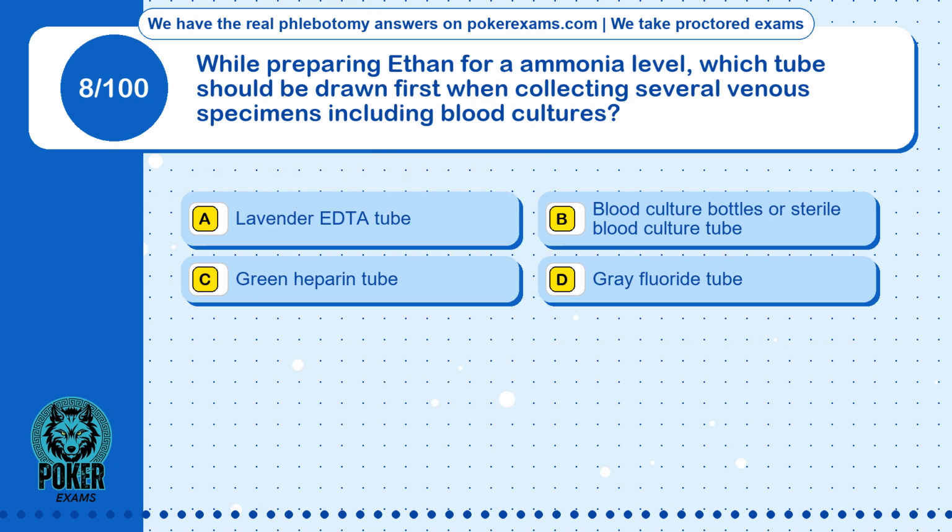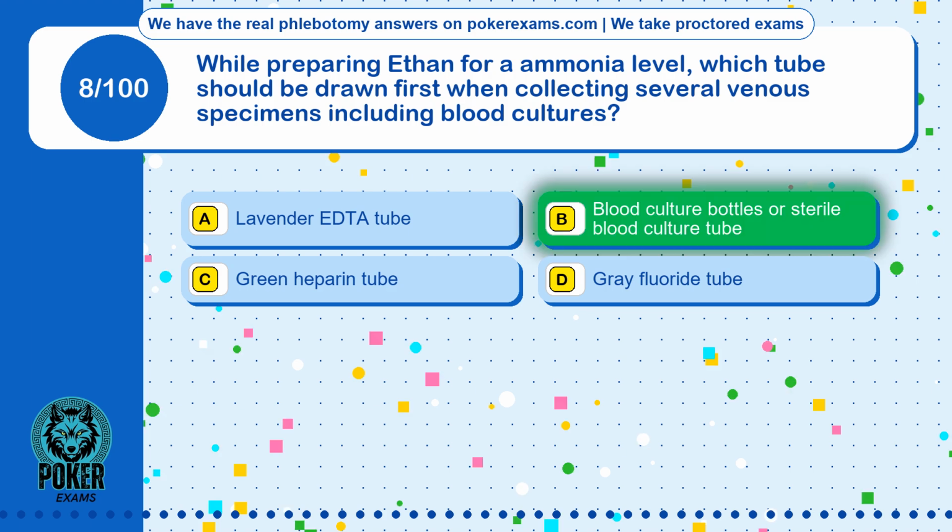Question 8. While preparing Ethan for an ammonia level, which tube should be drawn first when collecting several venous specimens including blood cultures? Option A, lavender EDTA tube. Option B, blood culture bottles or sterile blood culture tube. Option C, green heparin tube. Option D, gray fluoride tube.